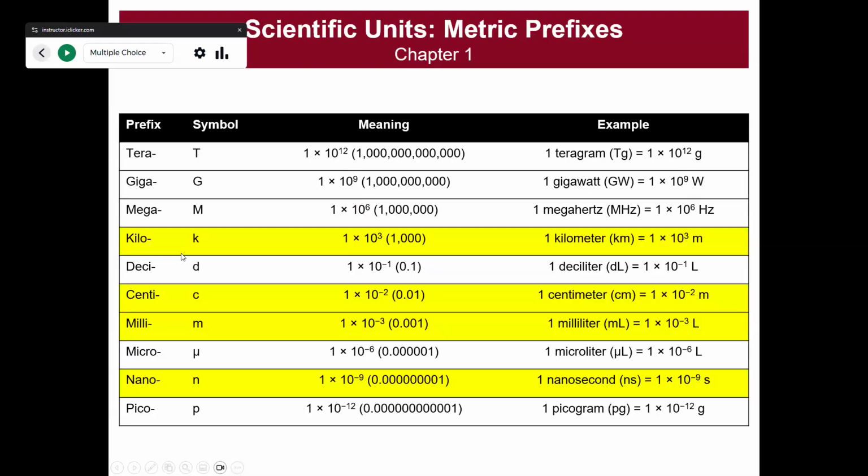Okay, so here are our prefixes, the metric prefixes, and there's like 4 that I would like you to memorize. So there's a bunch on here, but the 4 that I would like you to memorize are kilo, centi, milli, and nano. So kilo would be like a kilometer. So if you run a 5K, that's what the K stands for. Kilo is 1 times 10 to the third, or 1,000 meters.